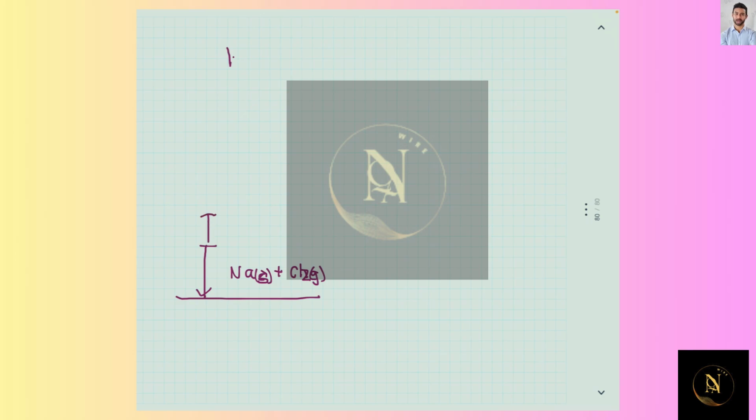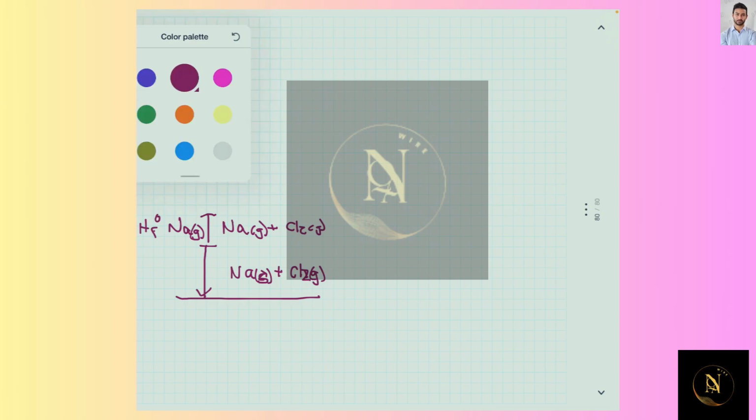We do know that our heat of formation, the sublimation, is what will give us the Na gas, and I know that this value is, I believe, 108. That one's 108 kilojoules per mole.